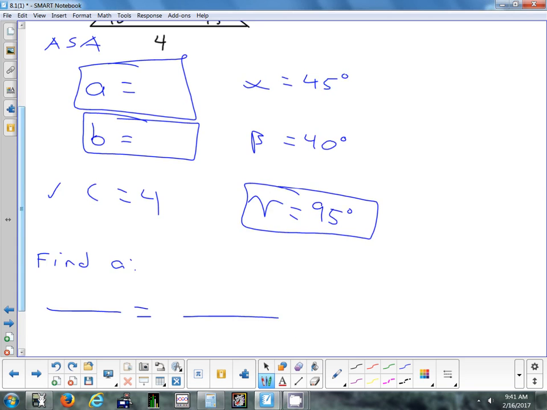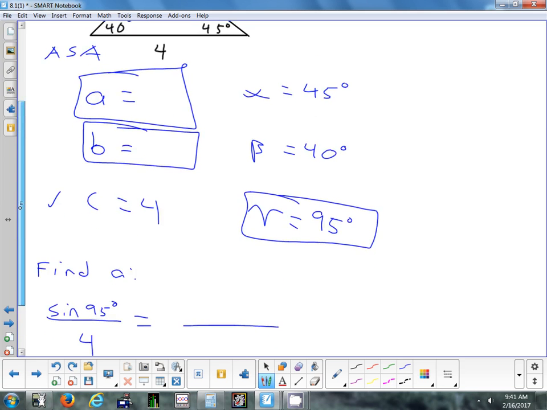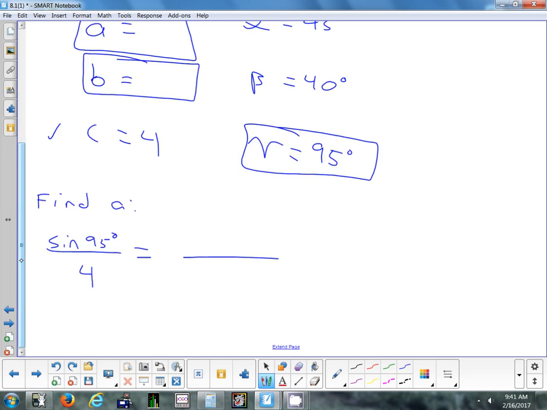Great. Yeah, you always got to start with the row that you know. And now we're finding A. So what's going to go on the other side? Sine 45 over A.